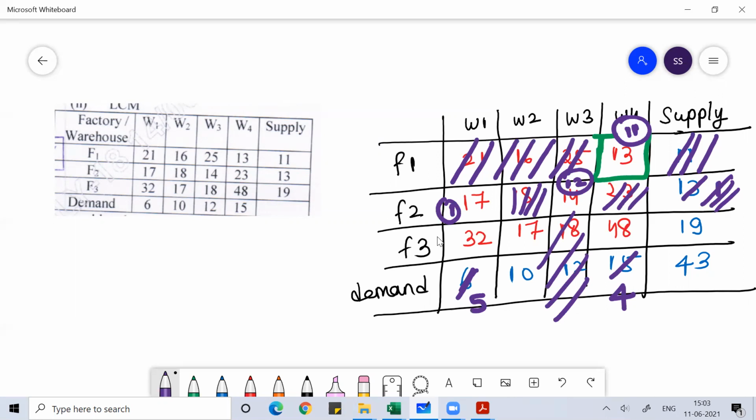Then you can see this total 19. 5 will come here, 10 will come here, so this will become 9. Then 5 will come here, then 4 will come here. Everything will come. So you can see this, guys.